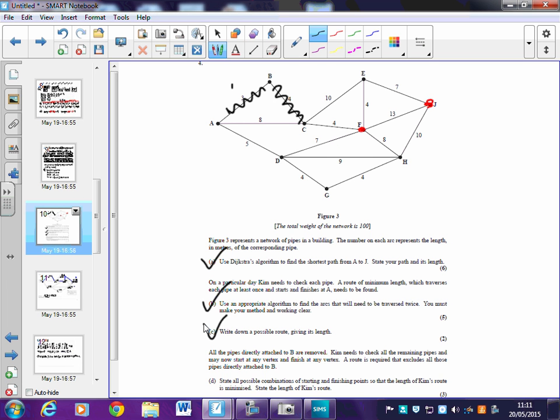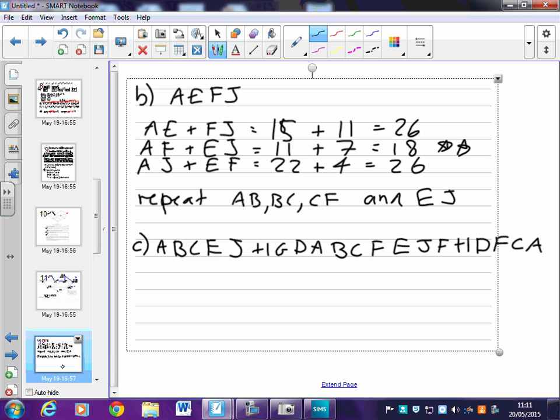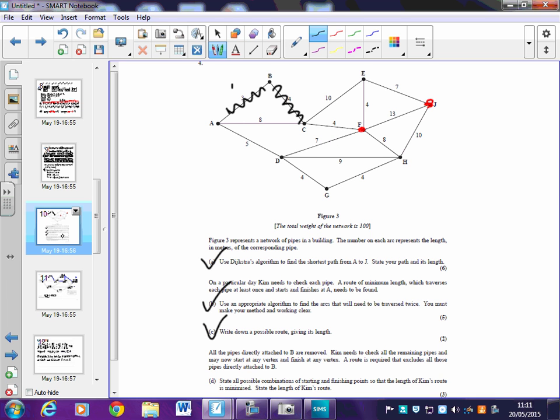So what that means is if you've only got 2 odd vertices and you're allowed to start and finish at different points, then that works. You just have to start and finish at those 2 different points there. So this is part D. So she is going to start and finish at F and J, because then she doesn't have to repeat any arcs from there.